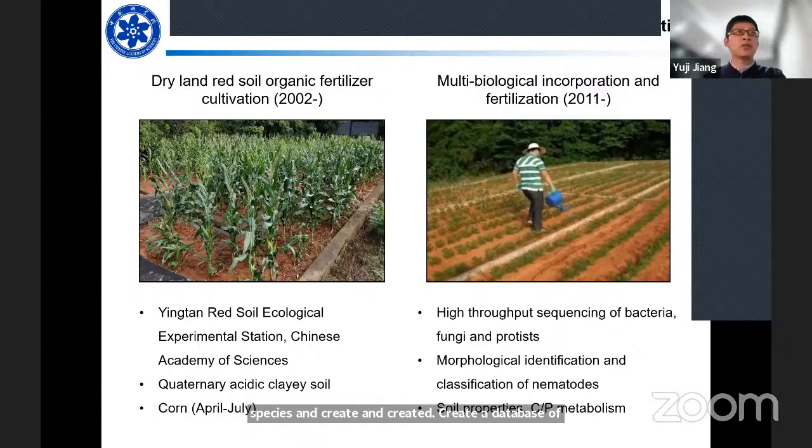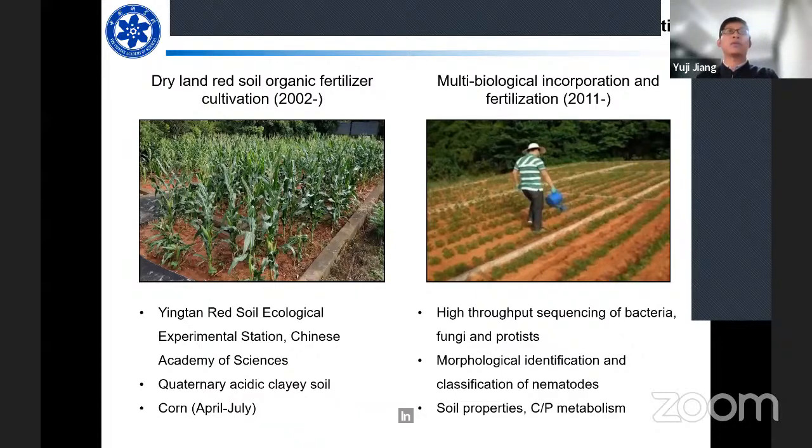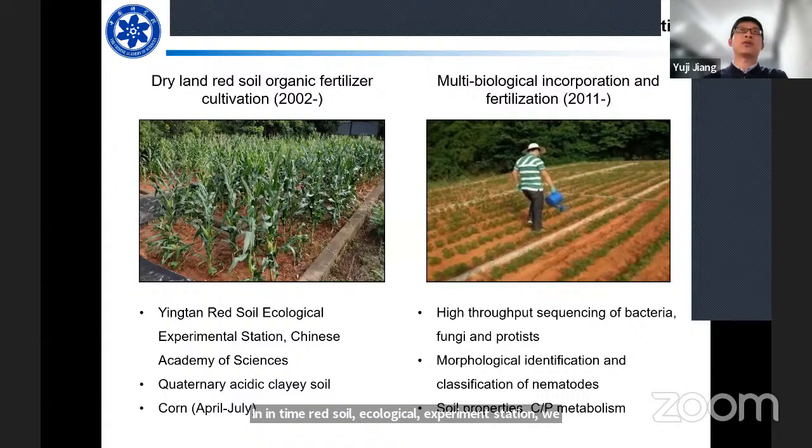In Yingtan Red Soil Ecological Experiment Station, we established the long-term field experiment of organic fertilization and multi-trophic introduction, and studied the relationship between the community assembly and the ecological functions. We carried out the sequencing of the bacteria, fungi, and the protists of the communities, morphological identification of the nematodes, and the analysis of the carbon and phosphorus metabolism.